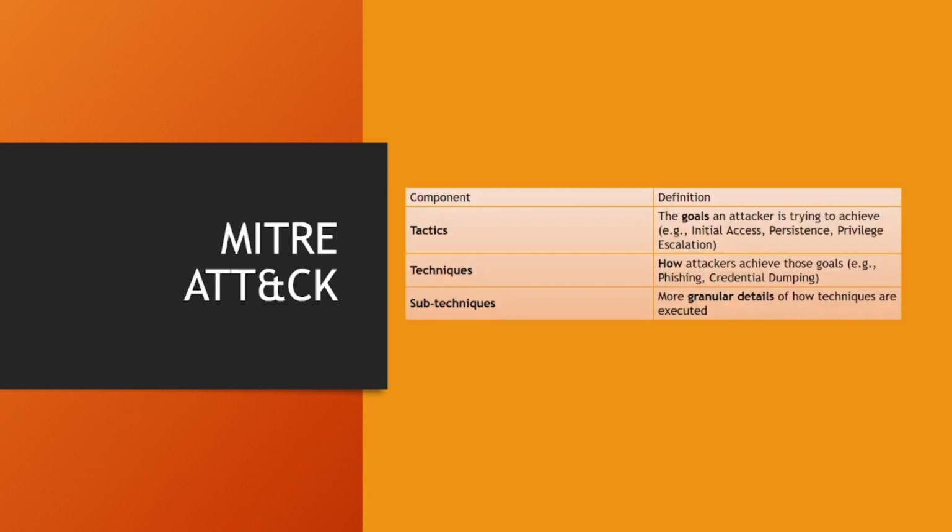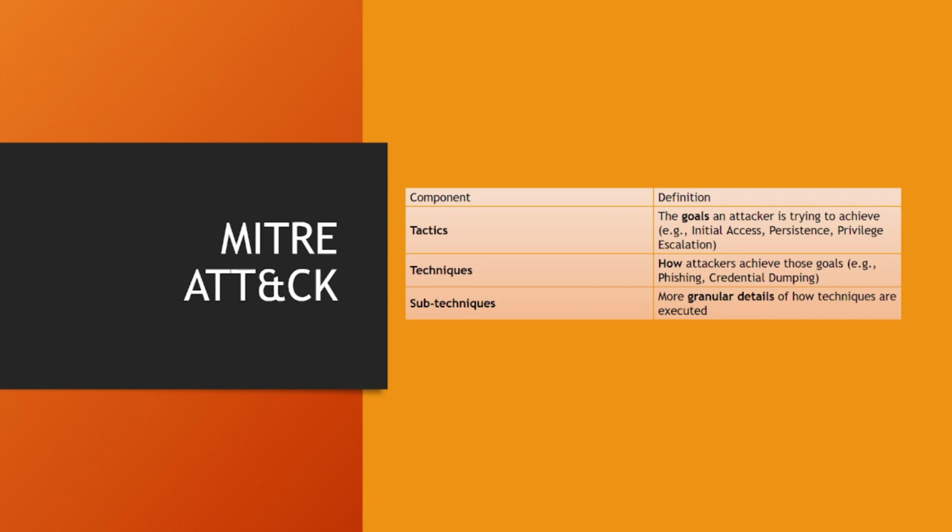So these are the components of the MITRE ATT&CK. So you have the tactics. What are the tactics? Those are the goals the attacker is trying to achieve. Like what kind of objective is he trying to accomplish on this particular system? Is he trying to gain initial access? Is he trying to stay in the system, or persistence? Or is he trying to increase the privilege or the authorization that he has within that system, or privilege escalation?